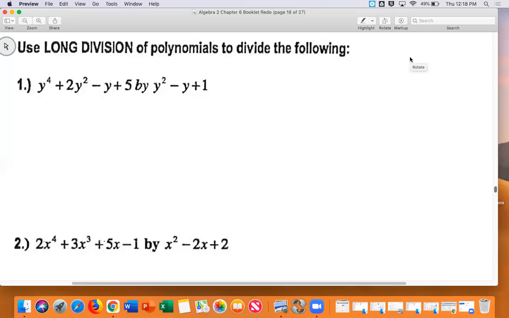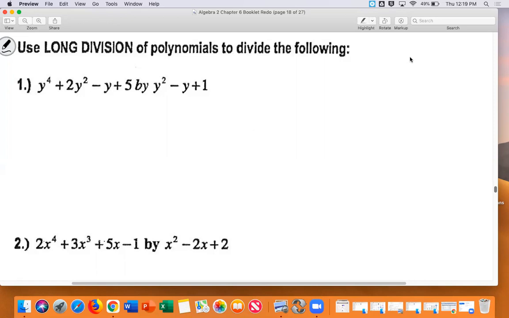All right, so with long division, just ingrain in your brain how you did it in fourth grade, right? You had the house and you had the thing outside the house, and then you had the thing you were dividing inside the house, right? So here it says y to the fourth plus 2y squared minus y plus 5. That's going into our house.